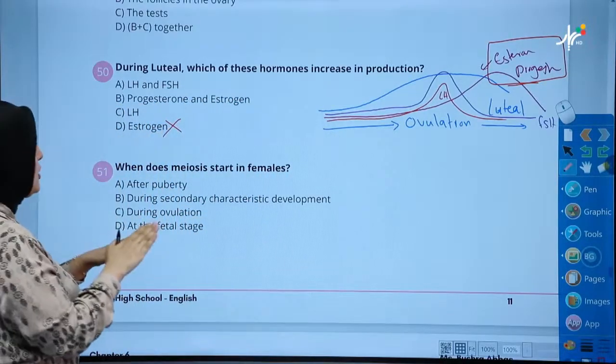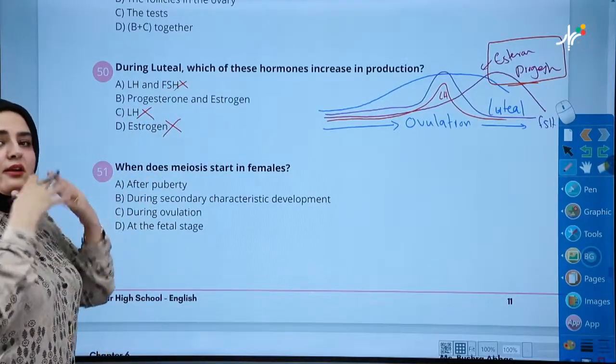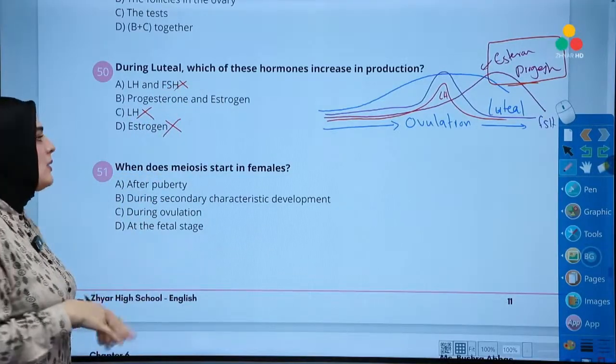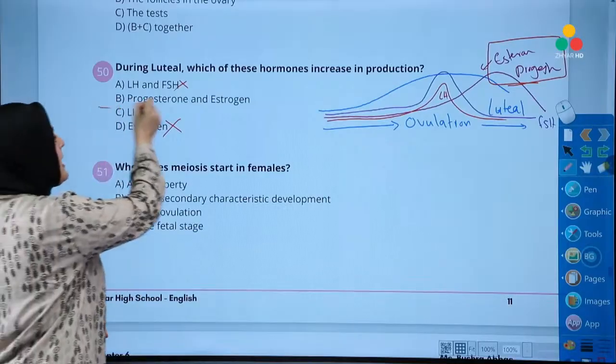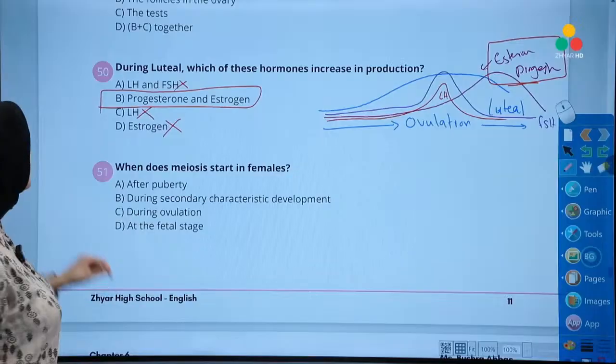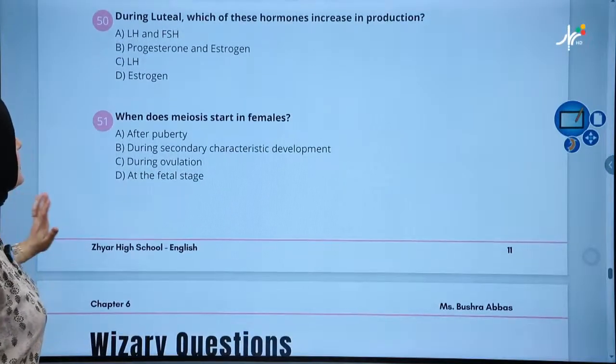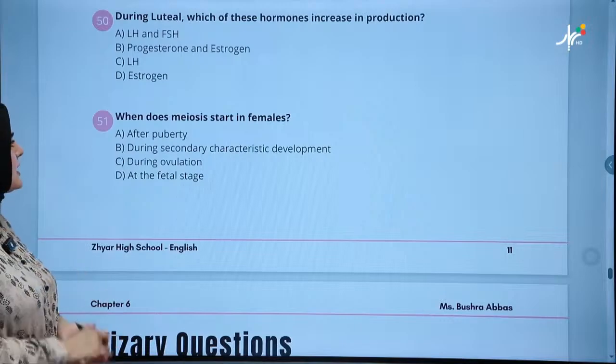It's not increased alone. LH and FSH are out of question. These are suppressed after a while through what? A negative feedback. So the answer is both progesterone and estrogen. This was our answer, and the graph shows it clearly if you remember it. It's going to make it easier for you to understand it.